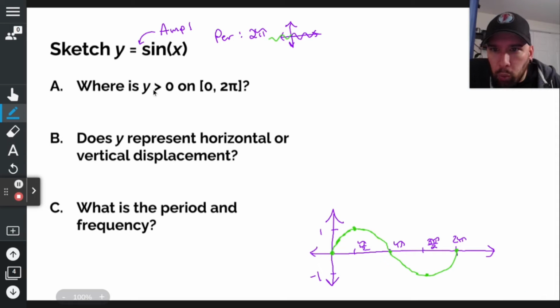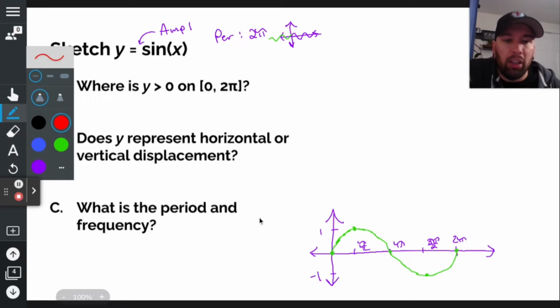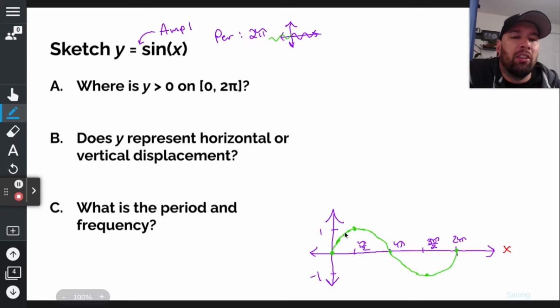Where is y greater than 0 on that 0 to 2 pi interval? In other words, where is y positive? Well, y is positive when my graph is above the x-axis. So I want greater than 0, not including 0, and that is from 0 to pi. My graph is above the x-axis between 0 and pi. But since I'm not including 0, I'm not including 0.